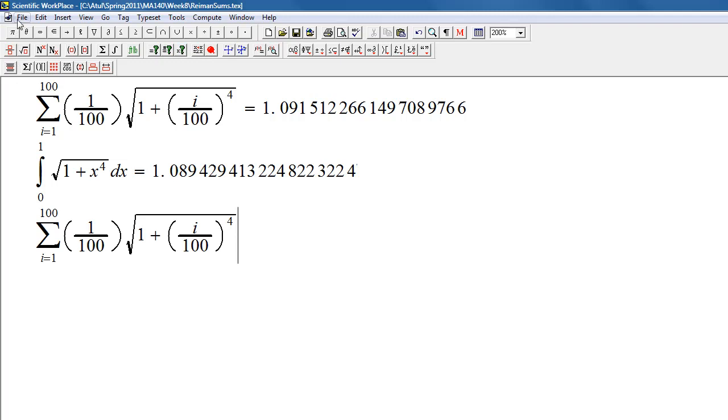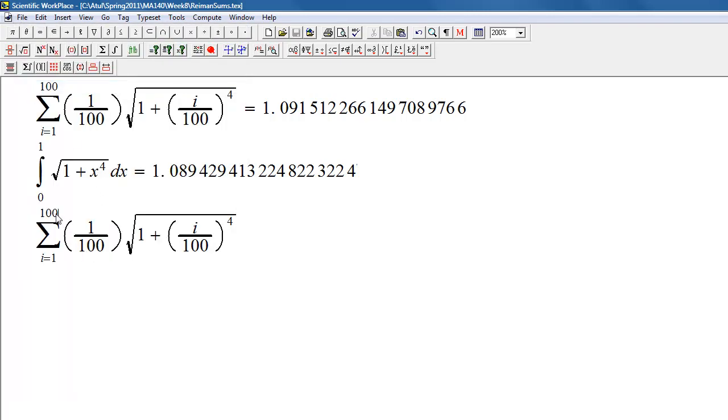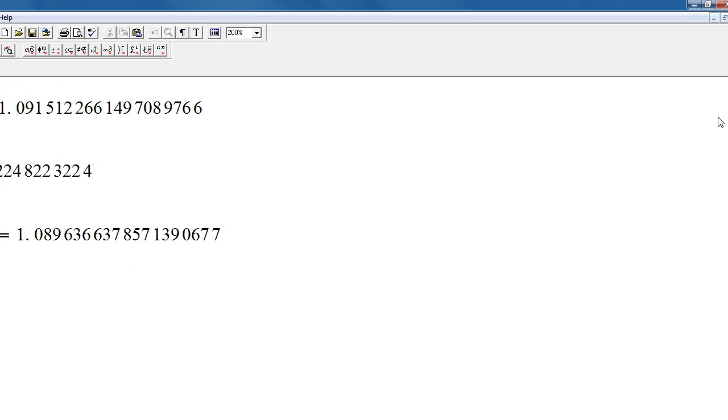Let me see if I'm saving it, because if I change it too much, then sometimes it freezes. Let's see. Well, yeah, that's not too bad. We are getting closer and closer. So this is an idea of the upper Riemann sum. And if we wanted, we could compute the lower Riemann sum in the following sense.